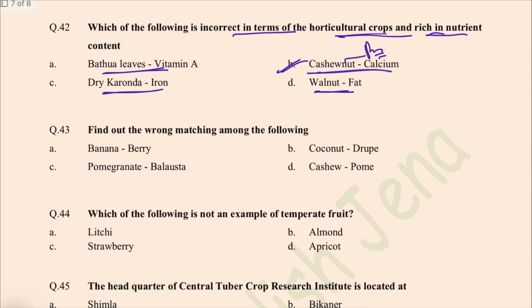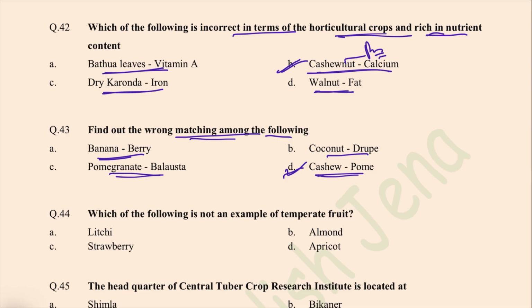Next question. Find out the wrong matching among the following. The wrong matching is cashew, pome. That is wrong. Banana, berry, that is correct. Pomegranate, balausta, that is correct. Coconut, drupe, that is correct. Whereas cashew, pome, that is incorrect.